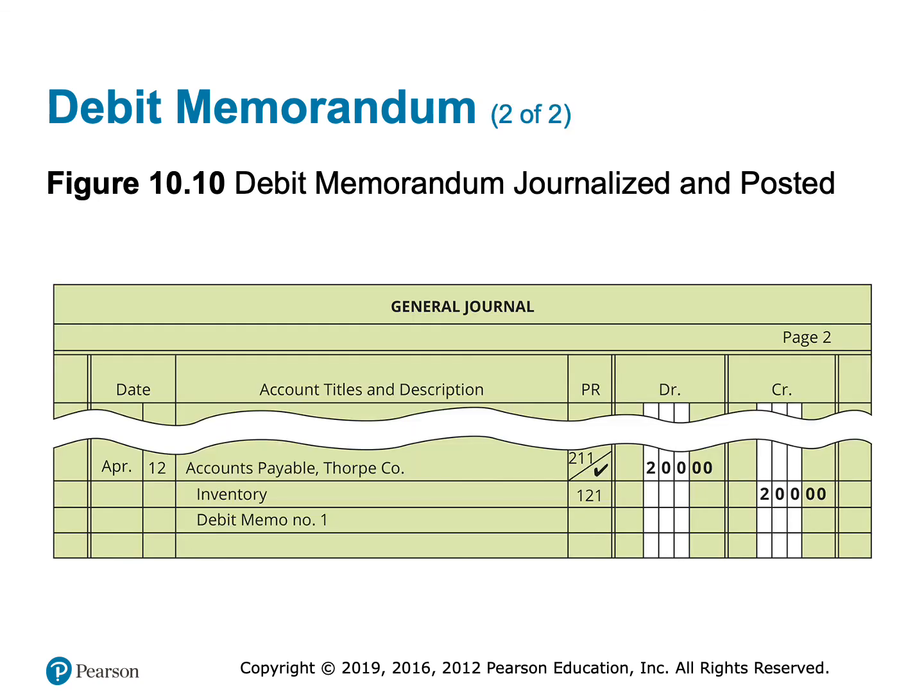So here we can see we've debited accounts payable Thorpe and we've credited inventory because we were the buyer. And so now we owe Thorpe less money. Thorpe has issued us a debit memorandum, so we owe them less money. So we're going to debit accounts payable. Remember, accounts payable has a normal credit balance. So to reduce how much we owe Thorpe, we're going to debit accounts payable, and then we'll credit inventory because we don't have these hats anymore. But notice again the post reference column, we have the account number for the accounts payable controlling account, and then we have the check mark for the subsidiary ledger.